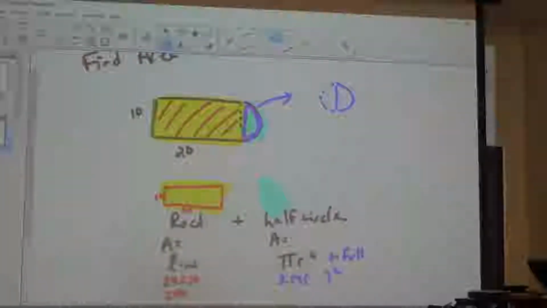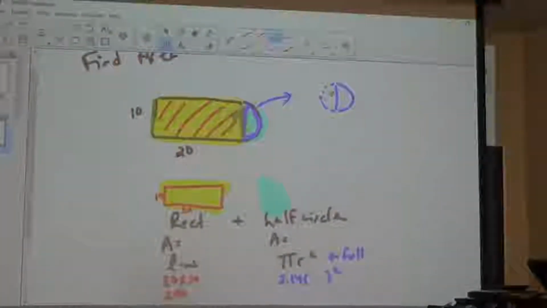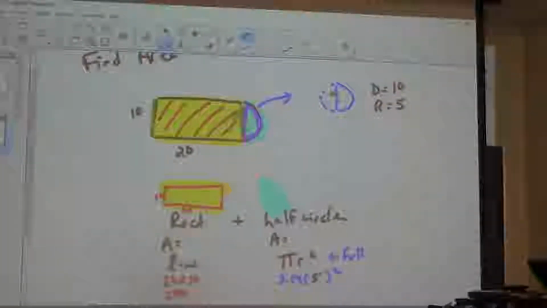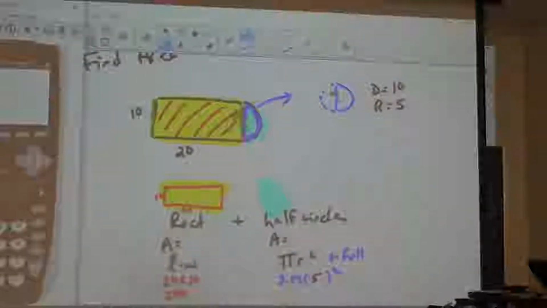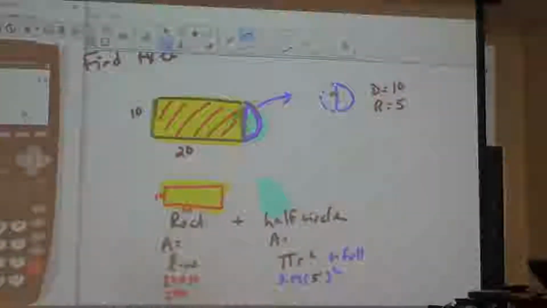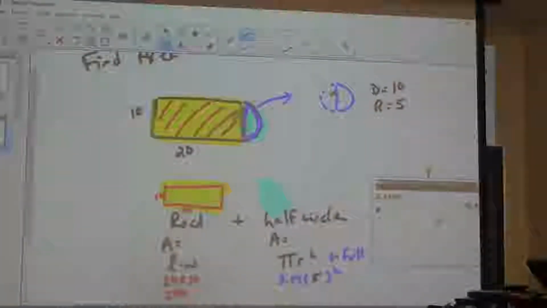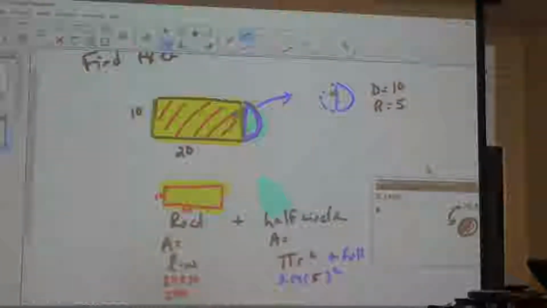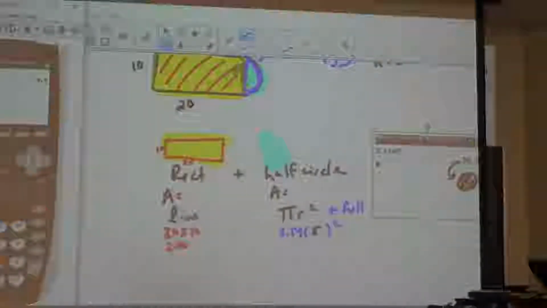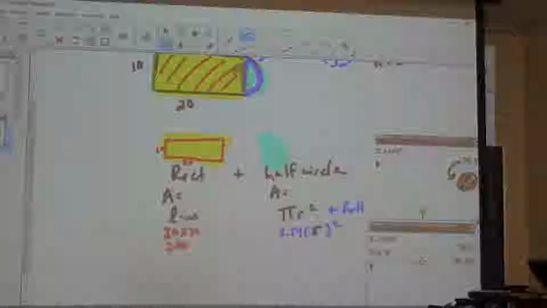Because this was 10, that means this is 10, which is your diameter. So if your diameter is 10, your radius is going to be half of that. So it's going to be 3.14 times 5 squared. Now, that's the area for a full circle. So 78.5 is an entire circle. Am I adding an entire circle? No, half. I'm adding half of it. So I'm going to cut that in half. So that means this piece is 39.25.